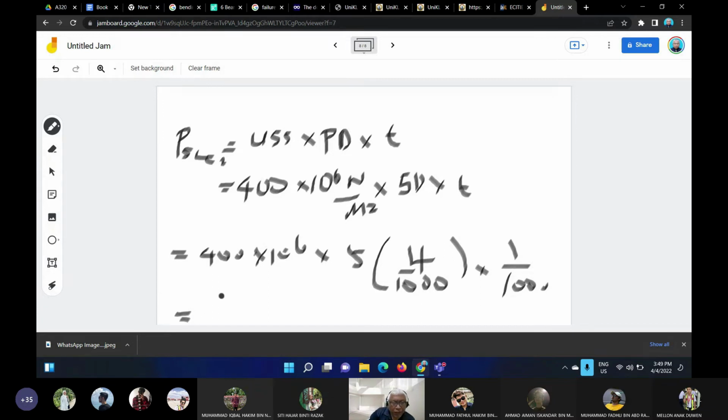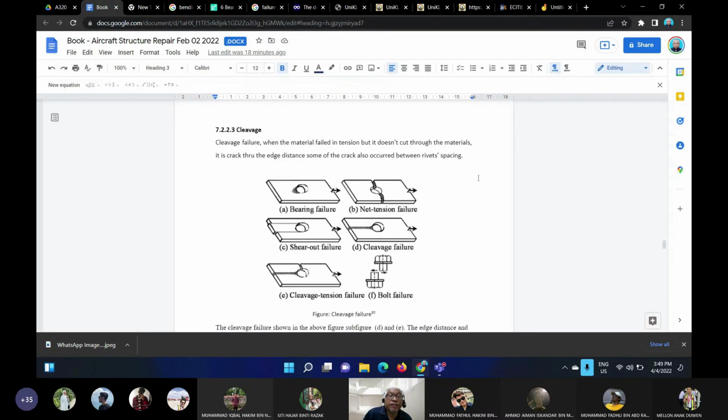8000. So you got 8000 Newton. If you apply higher than 8000 Newton, you will get the cleavage failure. So you have to work out the reverts to the load to be below 8000 for you not to get into the cleavage failure. Question? No question, I move on.